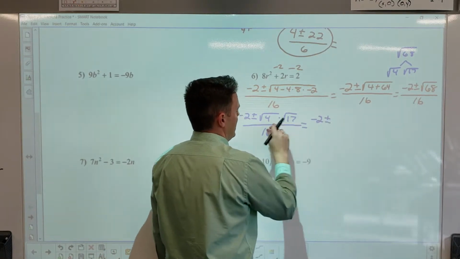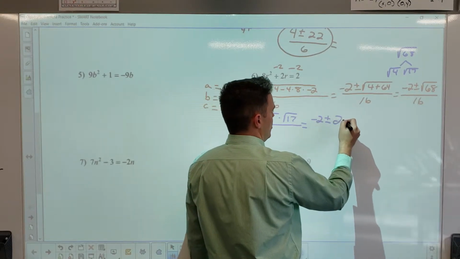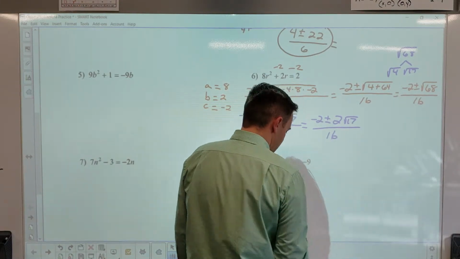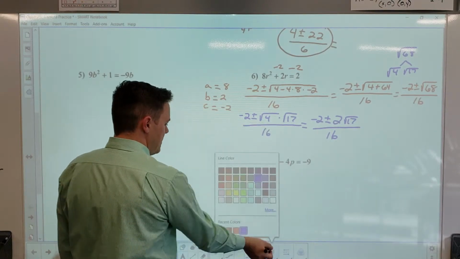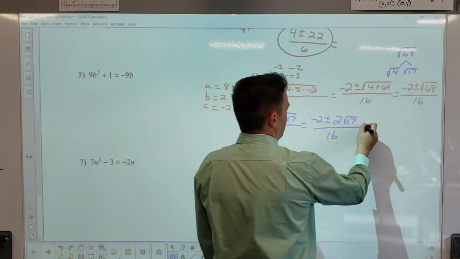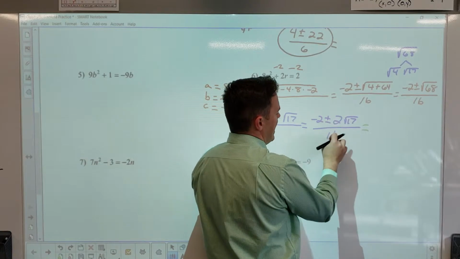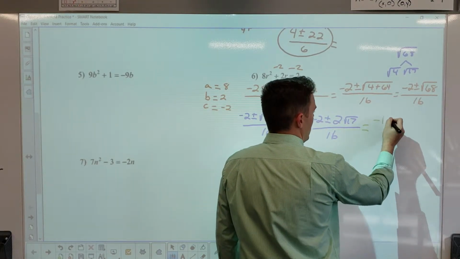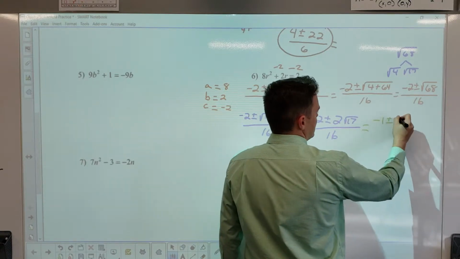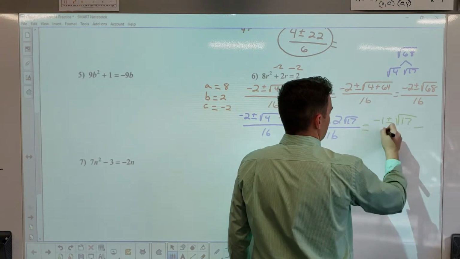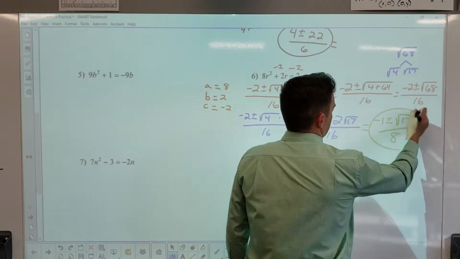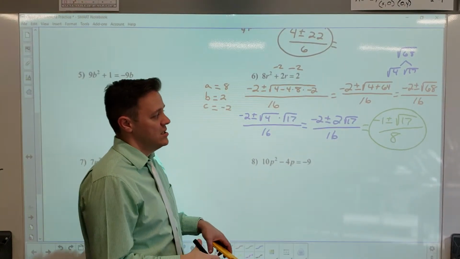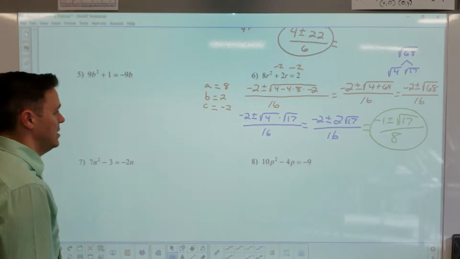Negative 2 plus or minus, this turns into 2 square root of 17 all over 16. And then the final piece would be, of course, to simplify it one last time by dividing everything out by 2. So if I divided 2 out of here, it's -1 plus or minus square root of 17 all over 8. There you go right there. All right, if you guys have any questions for me, please ask.